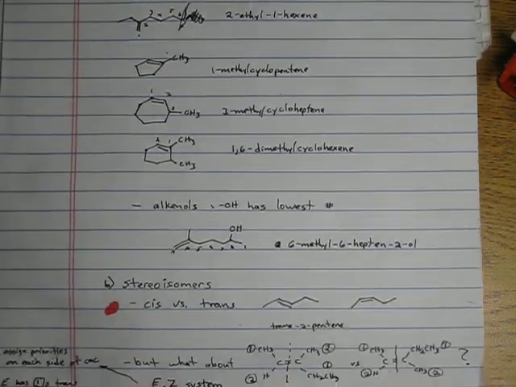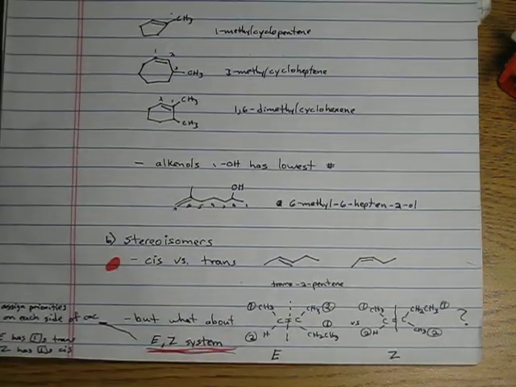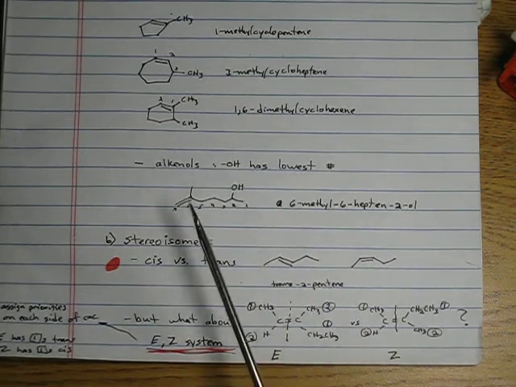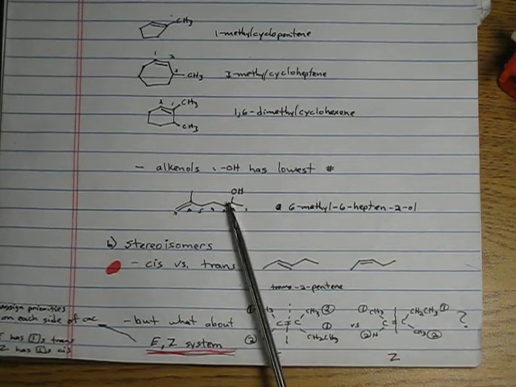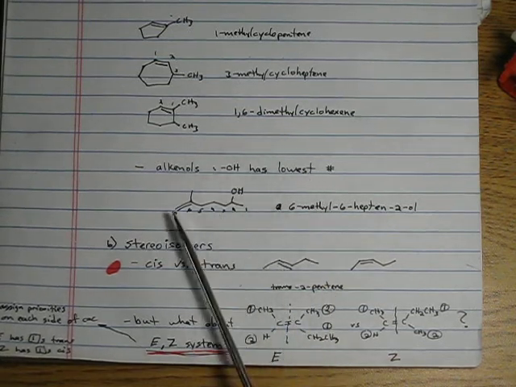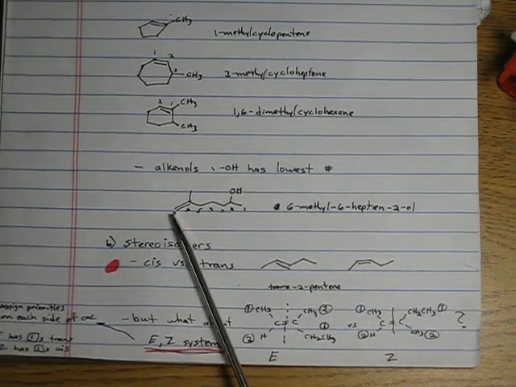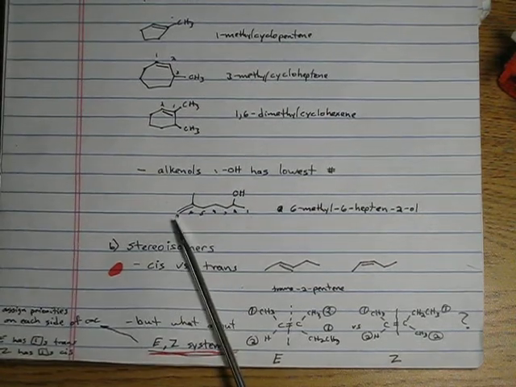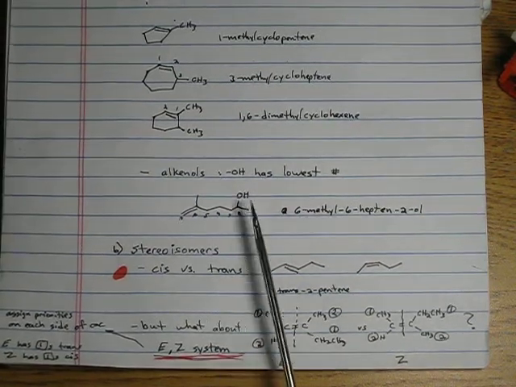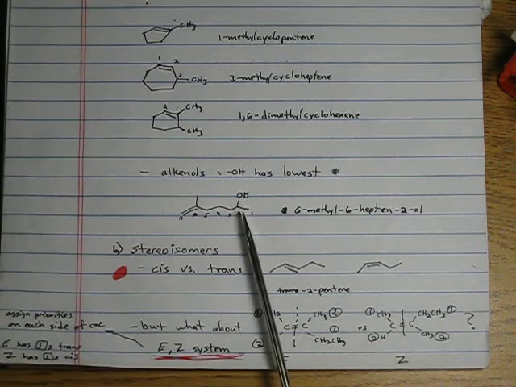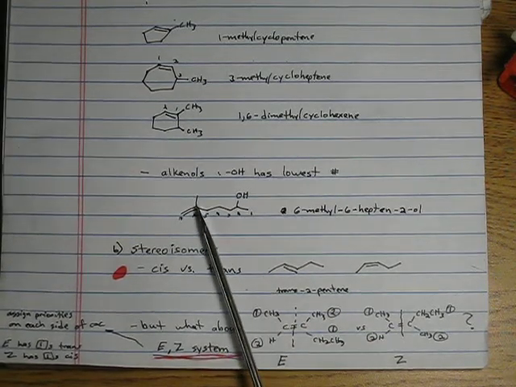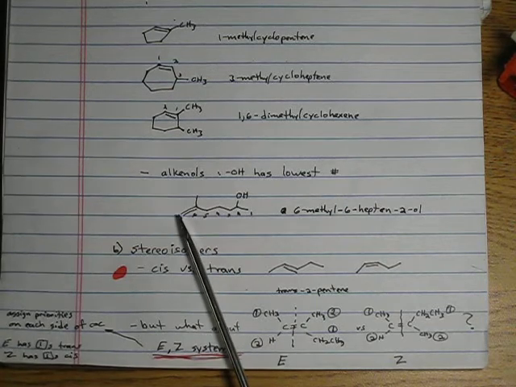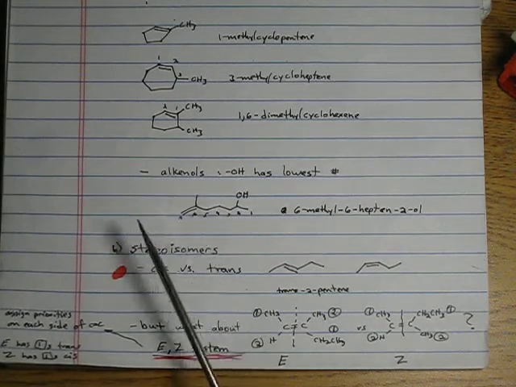Recall that if you have a double bond and an alcohol in your molecule, it's always the carbon containing the OH that gets the lowest number possible. Even though this alkene is way down here at the end, this is the end of the molecule. It starts carbon 1 here so that the carbon containing the OH can be carbon 2. So this is 6-methyl-6-hepten-2-ol.